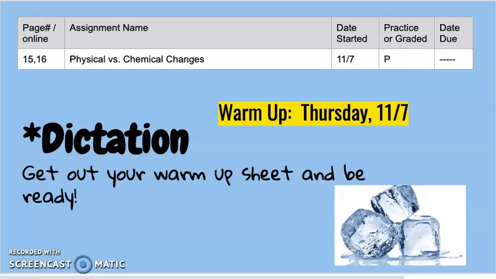Right now, you should have pages 15 and 16, physical versus chemical changes, started today, practice, so no due date, written in your table of contents. If you haven't done this yet, press pause to do this and press play to begin.